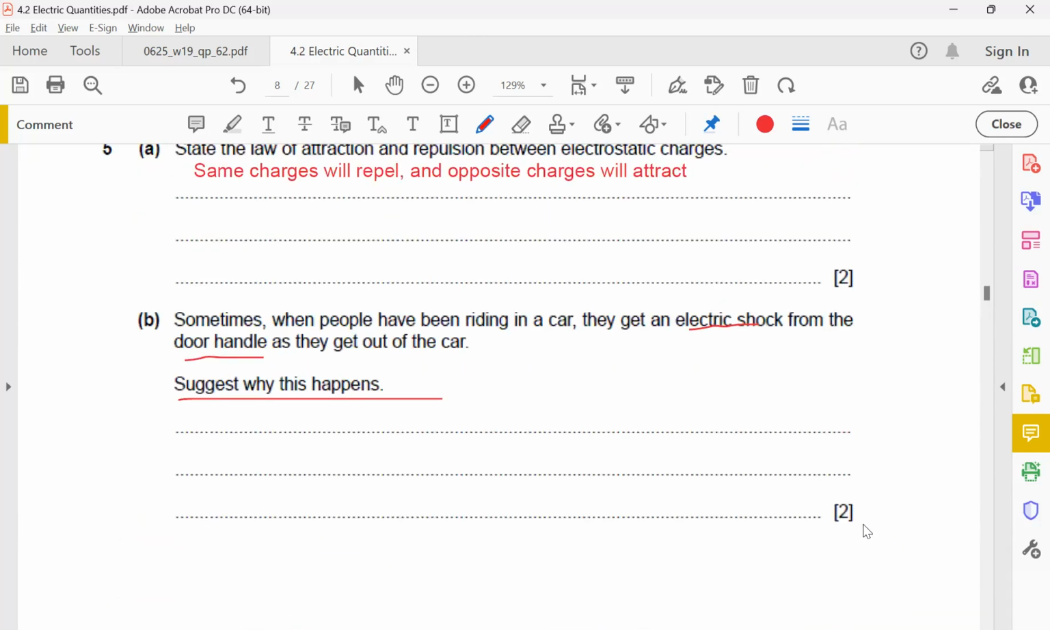Okay, so they say that there's an electric shock here, right? The only reason there is an electric shock is because one person is relatively more negatively charged, and the other person or the other thing is relatively more positively charged, right? So if this is the scenario when they touch, this one will transfer over, right?